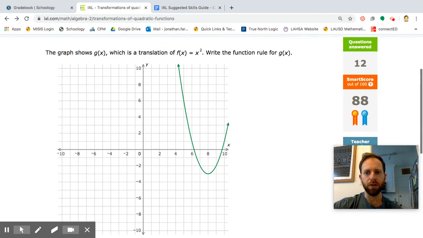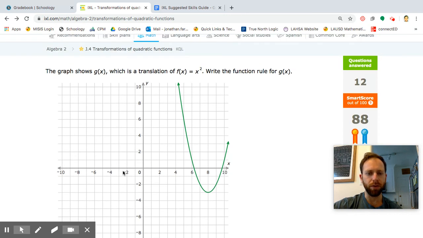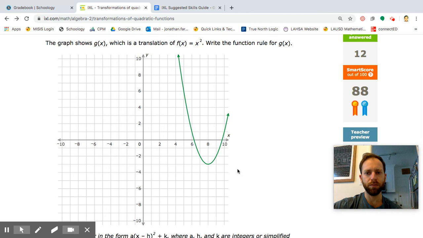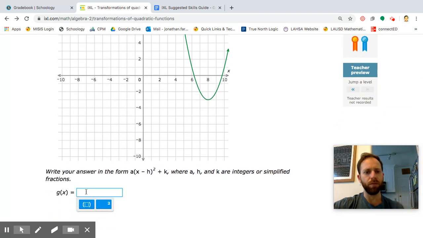All right, so hopefully you're comfortable doing this. Try this one on your own. And we would have x, we're moving to the right 8, so that would be -8 because of the negative sign in the equation squared, and then we're moving down 3, -3.